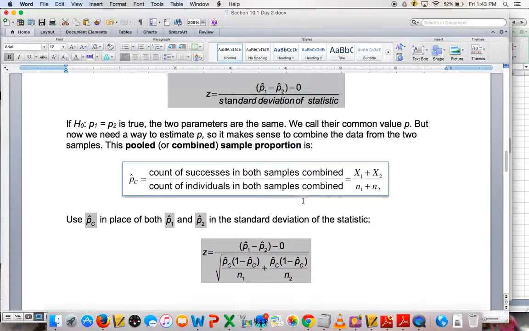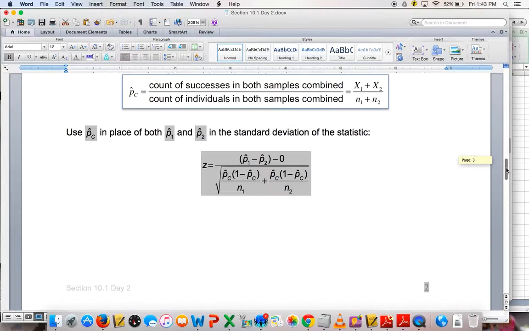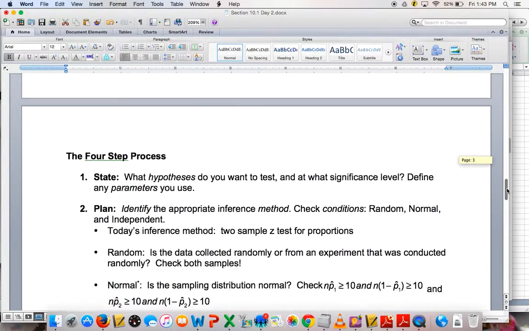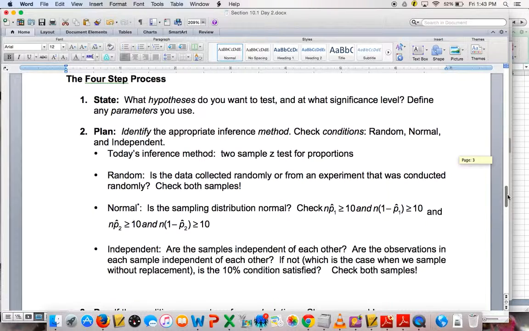So then what we would do in that standard deviation formula, and how this is different from yesterday, is yesterday we had the p hat 1 and the p hat 1 here and the p hat 2 and the p hat 2 here. Now we're using that combined one, just like we did when we were doing the one sample hypothesis test. Remember, it was different than the confidence interval for one sample. All right, your four-step process here.